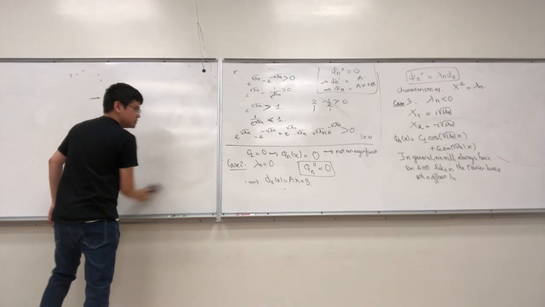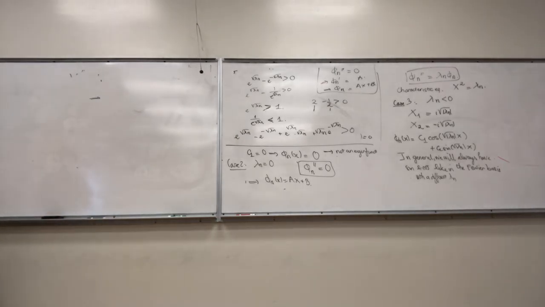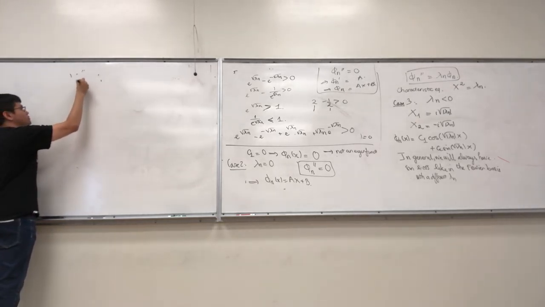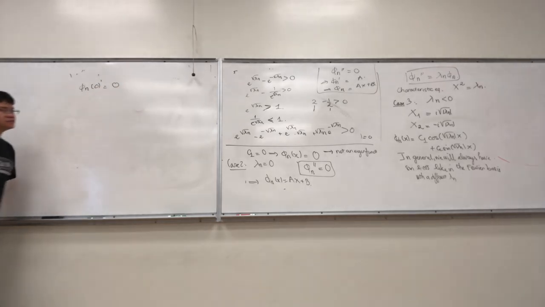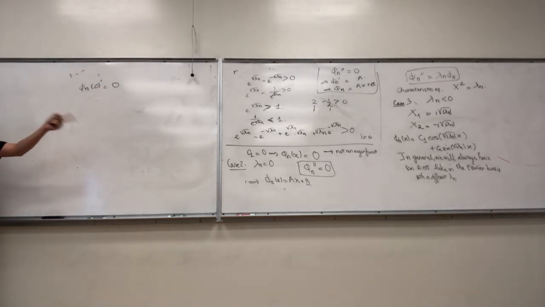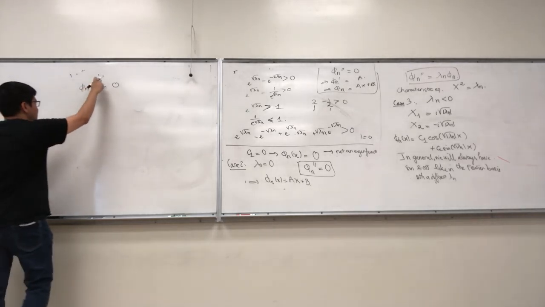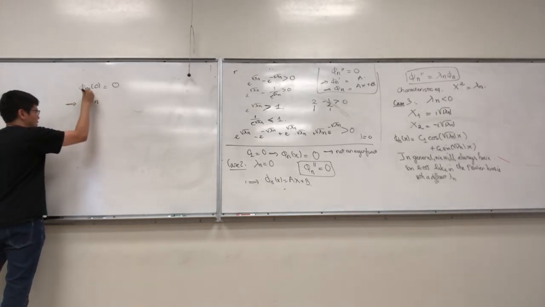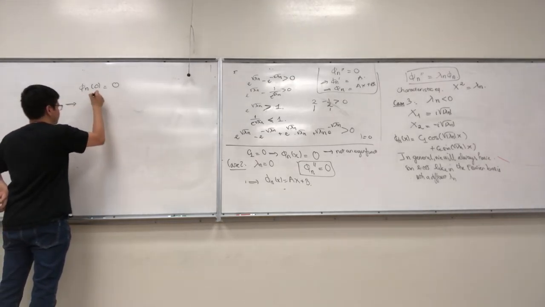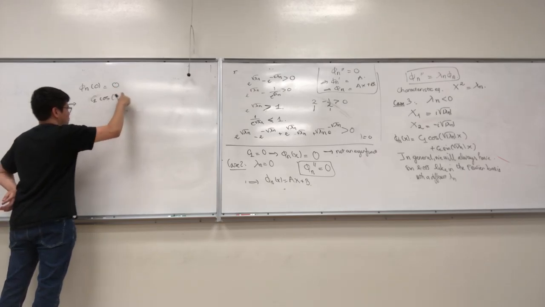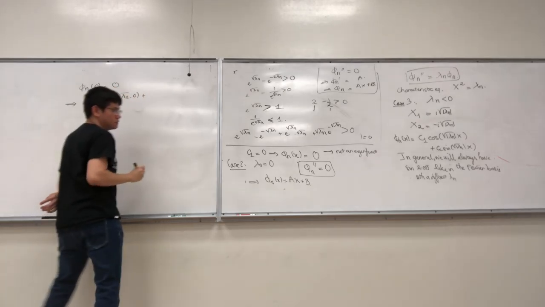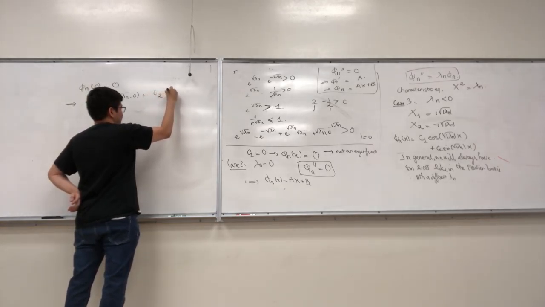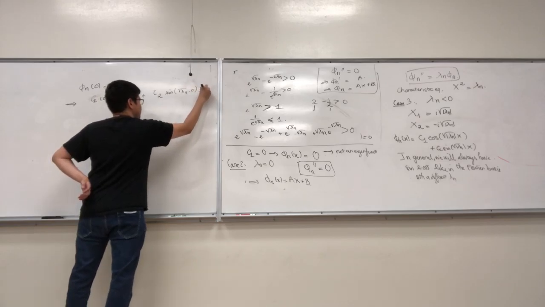All right, so let us continue with this eigenvalue problem. So what is the next step? So you're going to have phi n of 0 is 0. This is the boundary, right? You're going to use the boundary to find C1 and C2. So phi n at 0 will be 0, which means C1 cosine of square root of lambda n times 0 plus C2 sine of square root of lambda n times 0 is equal to 0.